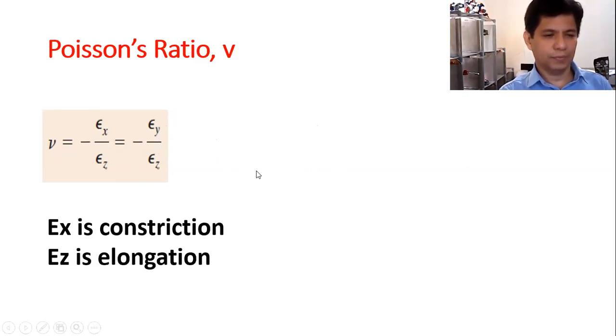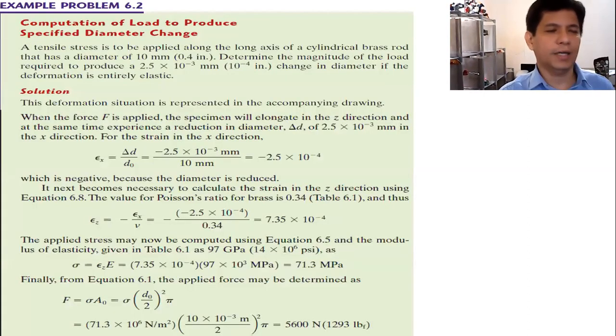Poisson's ratio. Okay, nasa table din to. Meron yung kanyang constant na Poisson ratio. Ito yung mga 0.3. Average na 0.3. Pero kung specific material, you can refer to table 6.1 para makuha niyo yung value. Okay, so let's try example 6.2.